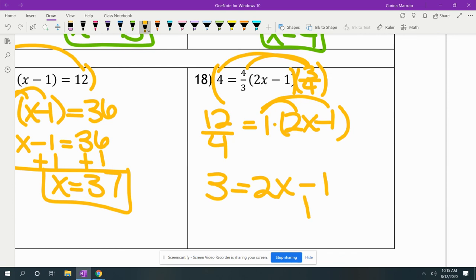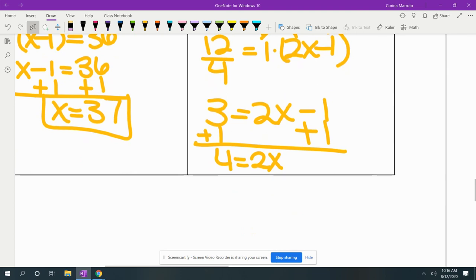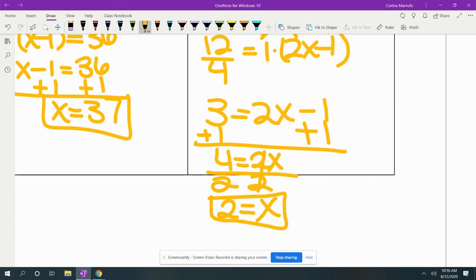And then our last step to solve for x, we add the 1 on both sides. And 3 plus 1 gives you 4 equals 2x. And our last step to solve for x is to divide both sides by 2. Okay, this cancels out. 4 divided by 2 is 2, is equal to x.